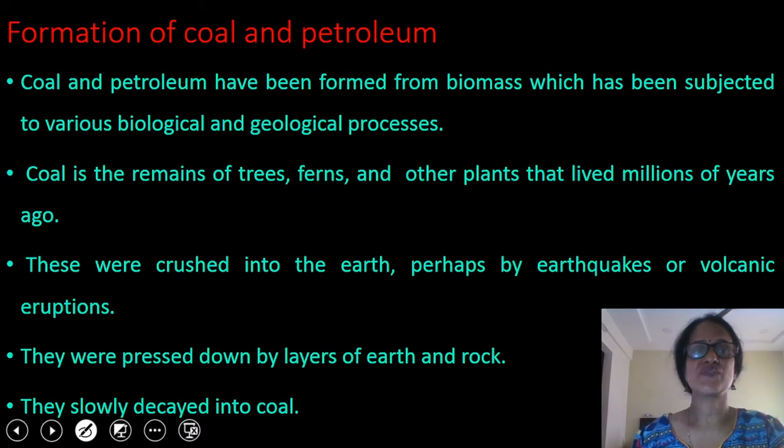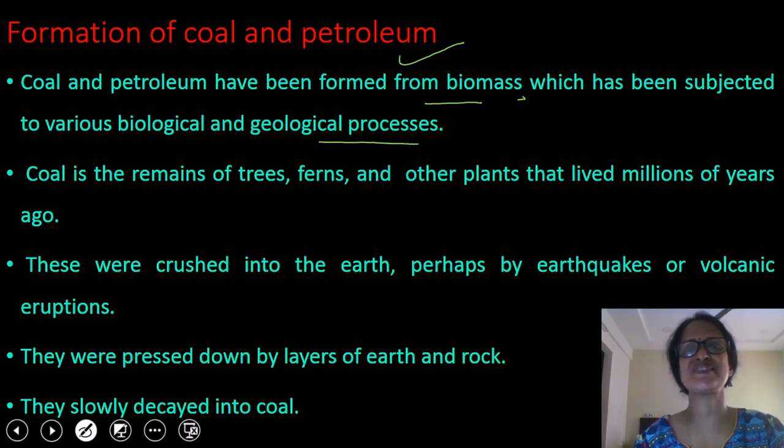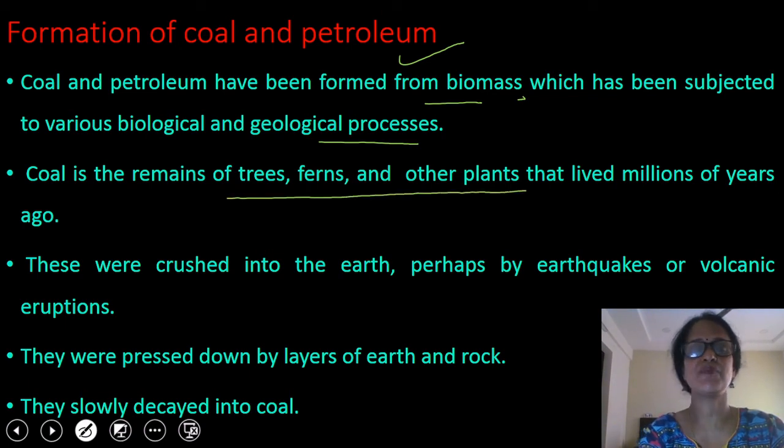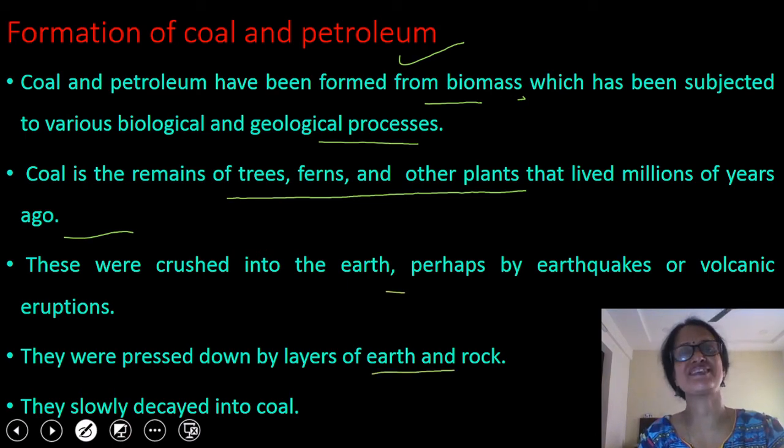Now, I will discuss the formation of coal and petroleum. Coal and petroleum have been formed from biomass. This biomass was subjected to various biological and geological processes. How was coal formed? Coal is the remains of trees, ferns and other plants that lived millions of years ago. Due to earthquakes or volcanic eruptions, these were crushed into the earth. Then they were pressed down by layers of earth and rock, and slowly they decayed into coal. In this way, the formation of coal took place millions of years ago.